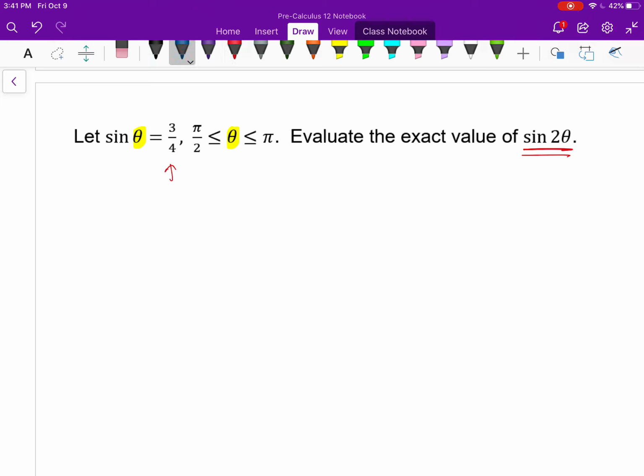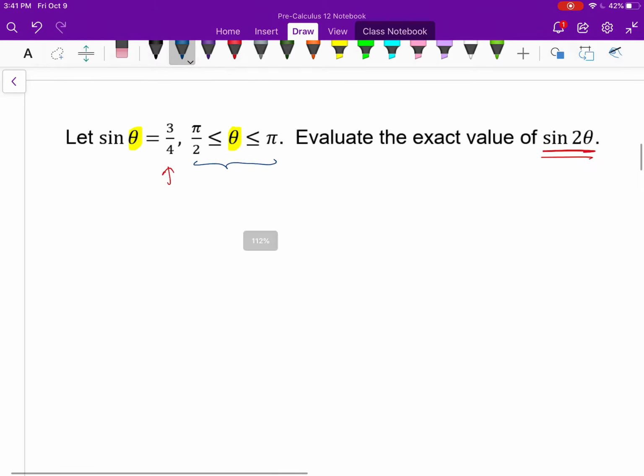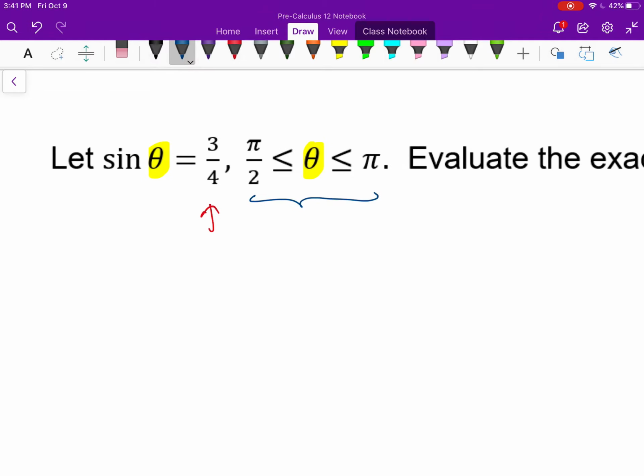However, this restriction right here tells me that theta is between pi over 2 and pi. Well, pi over 2 is 90 degrees. Pi is 180 degrees. So this is describing a quadrant. This is one way of saying that my angle is somewhere in quadrant 2. Everything you see right there is the same as saying that my angle is somewhere in quadrant 2.